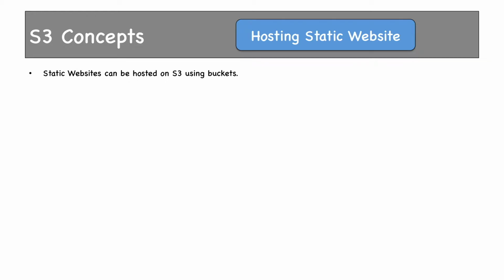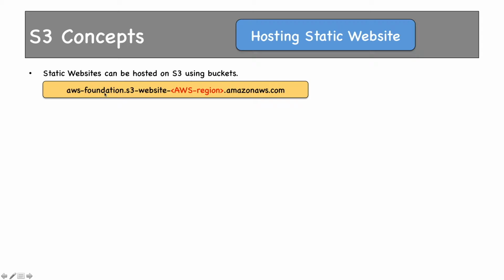The endpoint has a format like this. AWS-Foundation is the bucket name and then the S3 endpoint, but website has been put in between. So that means it is a website endpoint. If we enable our bucket AWS-Foundation for website hosting, we can use our own domain which we had registered in Route 53 and integrate this website with Route 53.